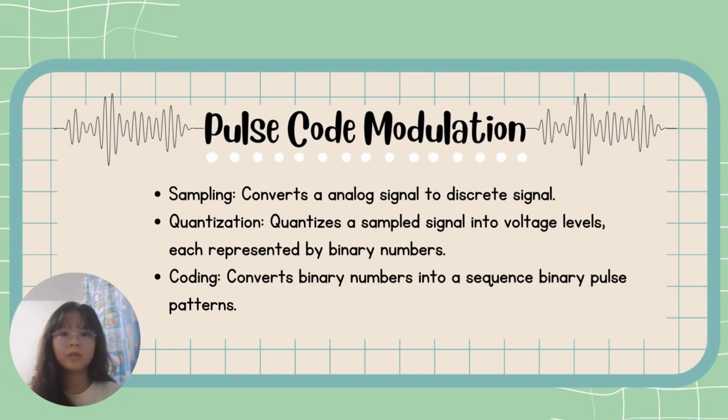There are several types of pulse modulation. One of the pulse modulation is pulse code modulation. It is a technique that converts analog signal to digital signal. There are three processes in pulse code modulation, which are sampling, quantization, and coding.